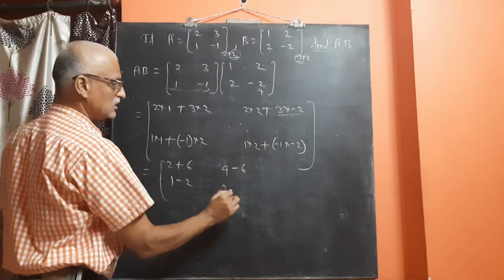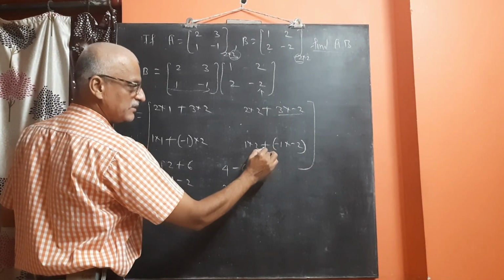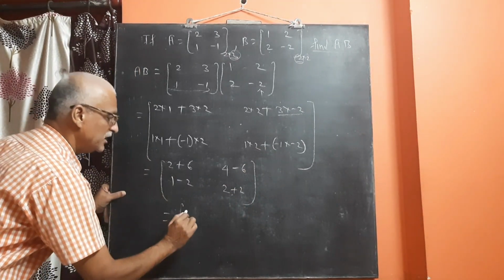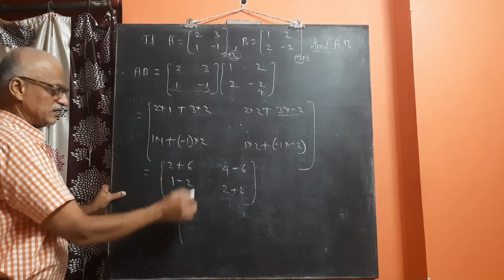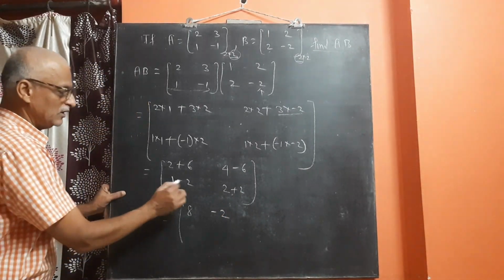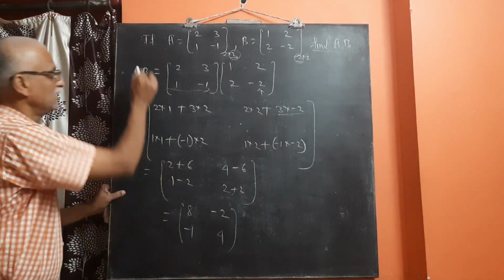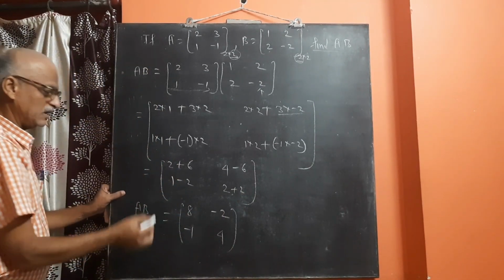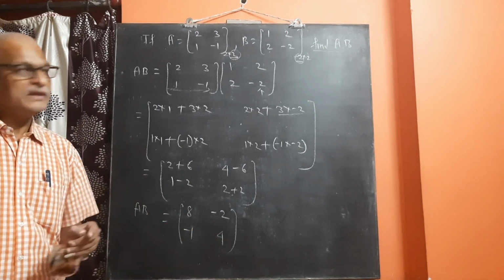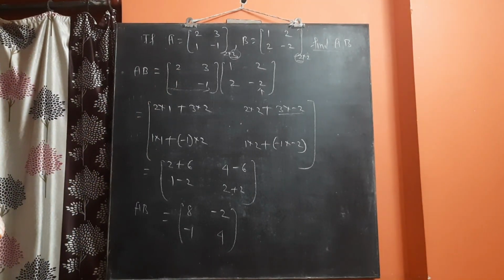1 into 2, that is 2, plus minus 1 into minus, minus minus plus, so plus of plus plus, so that will be plus 2. That means it is equal to 8, 2 plus 6 is 8, 4 minus 6, that is minus 2, 1 minus 2, that is minus 1, and 2 plus 2, that is 4. That is the matrix A into B. So we have got A into B as 8 minus 2 and minus 1, 4. That is the multiplication of two matrices, that is A into B of order 2 by 2.